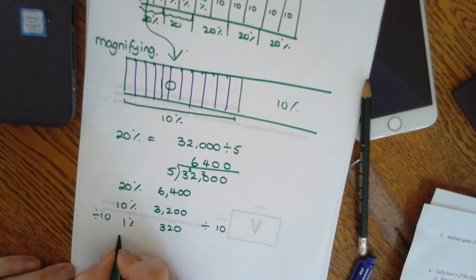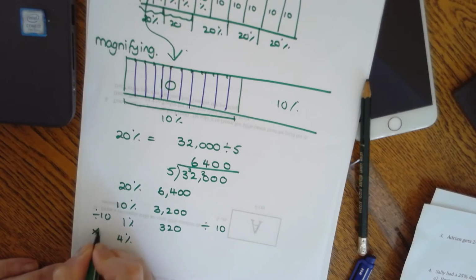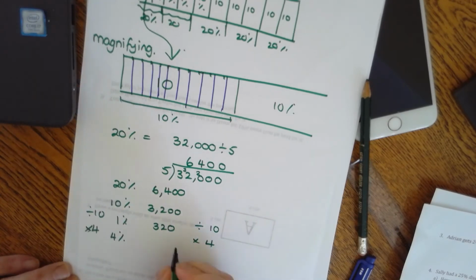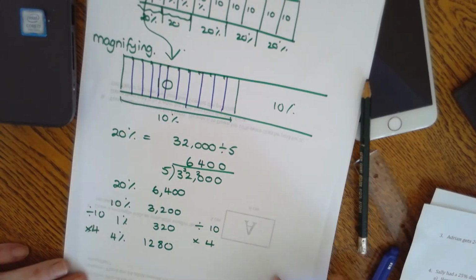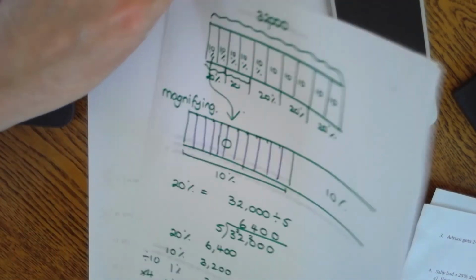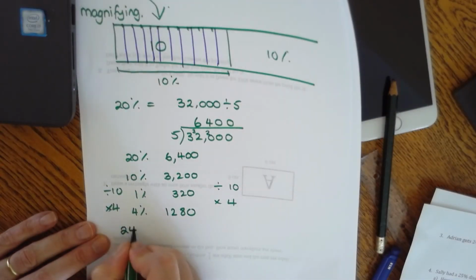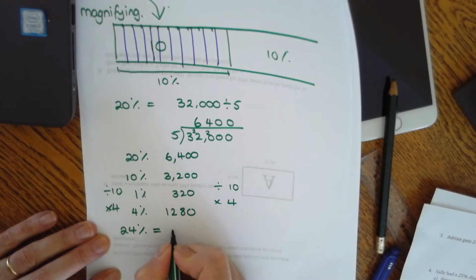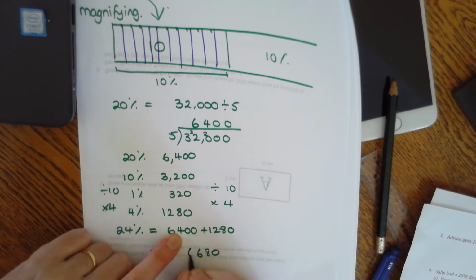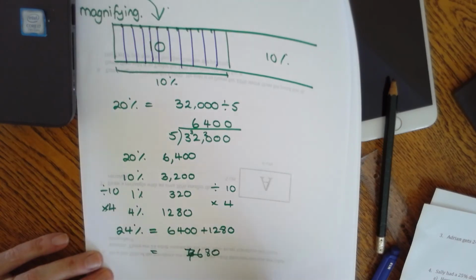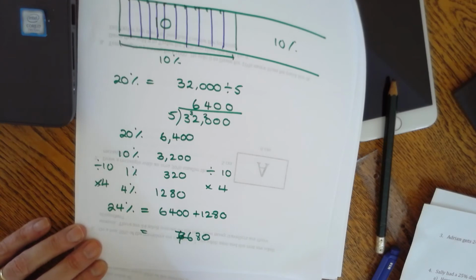So 4 of those, 4%, if I times by 4, I'm going to get 1,280, and I don't expect you to do your multiplication as fast as me. So 24% equals 6,400 plus 1,280. Well, get the 80 bit. I make that £7,680 pay rise.